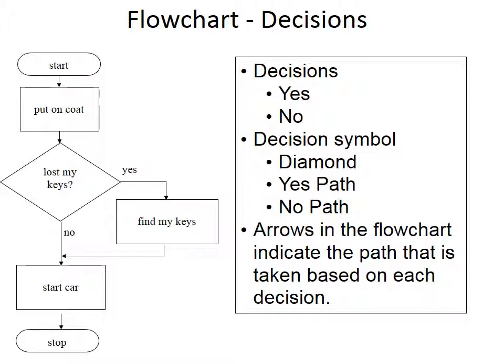Decisions are basically questions that have a yes or no answer. The decision symbol is a diamond, with 2 paths from it, one for the yes answer and the other one for the no answer. The arrows in the flowchart indicate the path that is taken based on each decision. Make sure that when you construct a decision, every choice has a place to go. In this case, if you move to the Find My Keys box, you then return to the main part of the flowchart so that you can start the car.